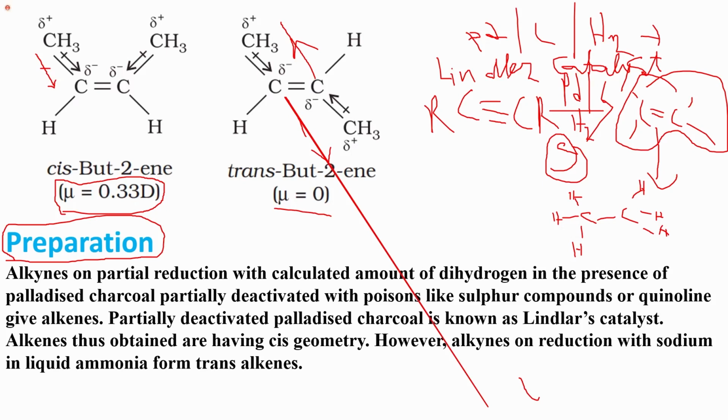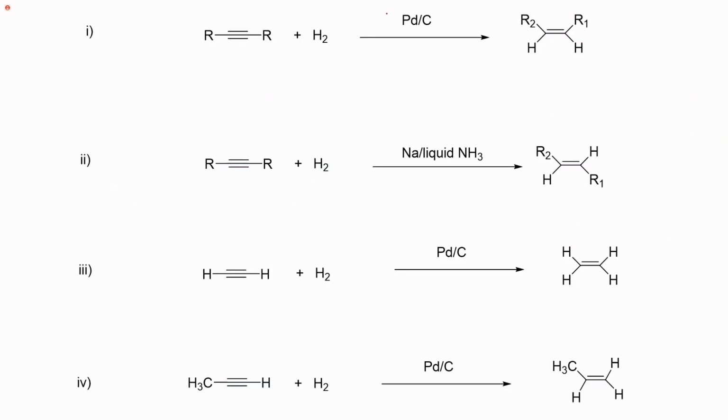Not only the Lindlar catalyst, liquid ammonia can also reduce the alkyne part. How will it reduce? I have taken some examples from the textbook. Suppose this is a Lindlar catalyst. Now this Lindlar catalyst gives R1 and R2 in the same position, so it is a cis alkene. So the Lindlar catalyst gives the cis olefin, the cis alkene.